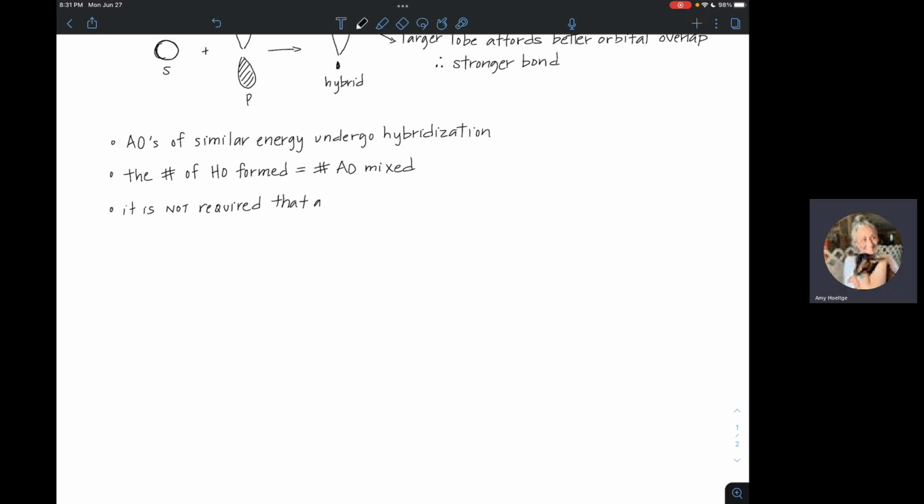that all of the half-filled atomic orbitals participate in the hybridization.